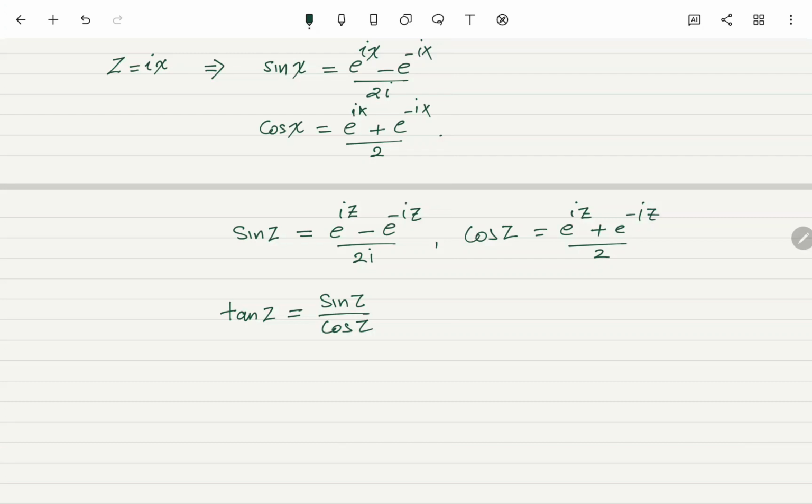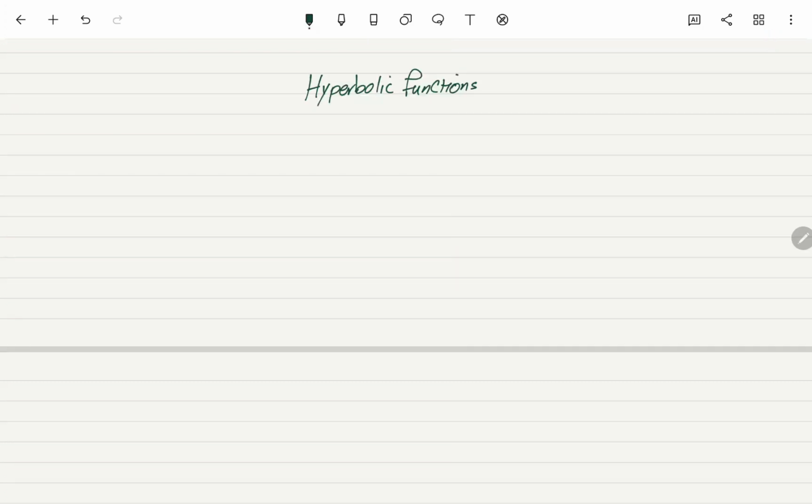Now let's define hyperbolic functions. Sine hyperbolic z equal to (e to z minus e to minus z) over 2, and cosine hyperbolic z equal to (e to z plus e to minus z) over 2. And from these two definitions, we can find the rest of the hyperbolic functions.